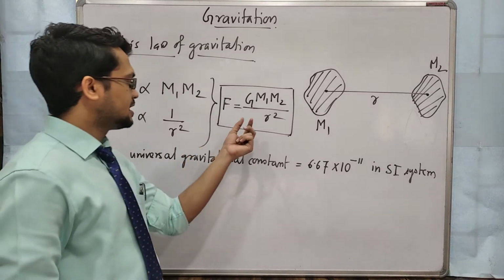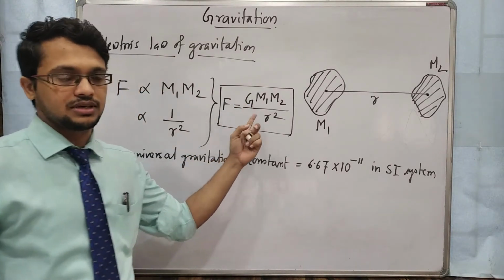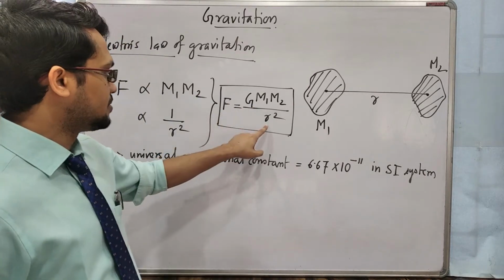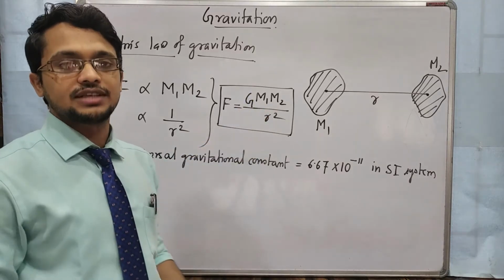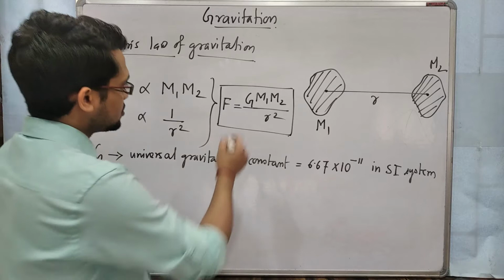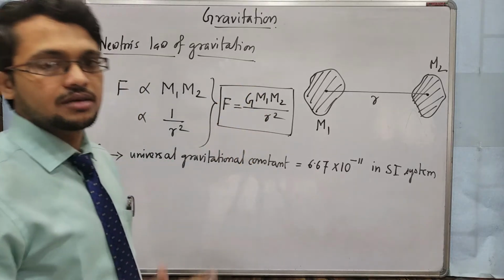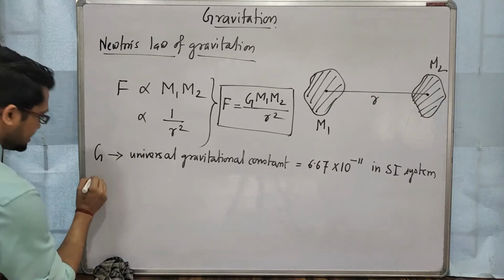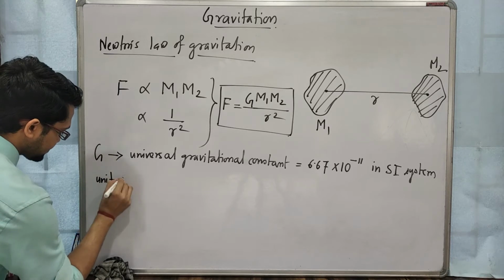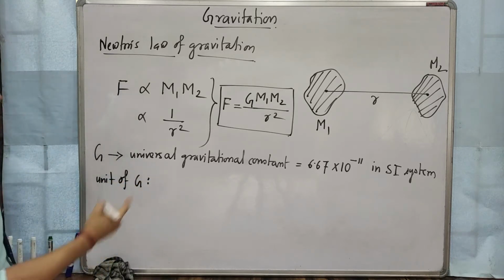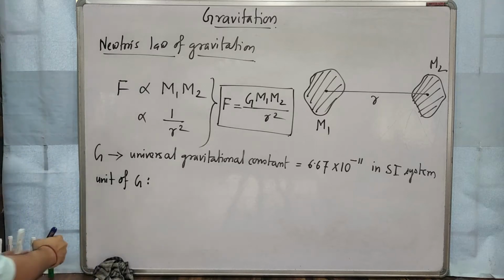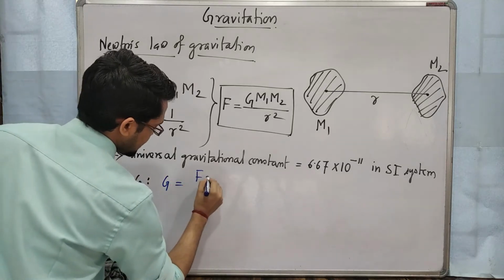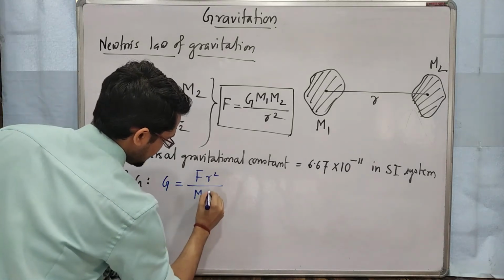So this is a force, and here G is a term for which we have to find the unit and then the dimension, because we know the units and dimensions of force, distance and the masses, but we don't know the unit or dimension of G. So we will find them one by one. First, the unit of G. For finding the unit, write this equation for G. So G will be F r square by m1 m2.